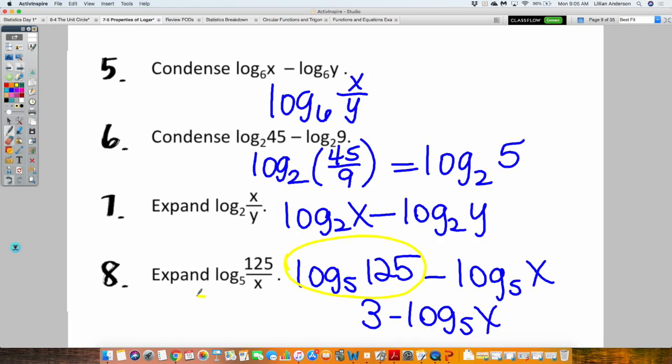Technically no, because all I asked you to do in something like this is expand, and the first line is the expanded form. But if it says expand and simplify, then it would need to be that bottom line. I think in your homework it just says expand or condense, so if you don't simplify all the way, then it's still right. Yeah. All right? Ready to try some on your desk?